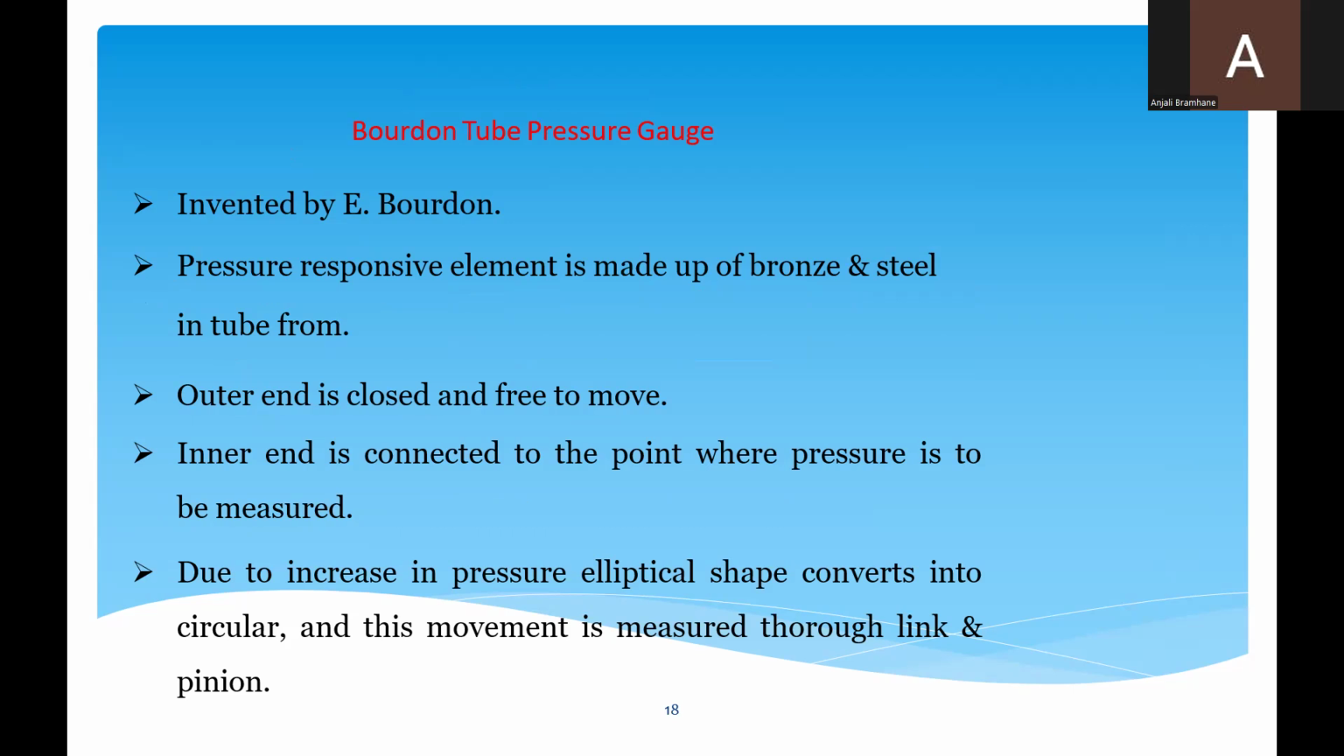The pressure responsive element is made of bronze or steel in tube form. The outer end is closed and free to move. The inner end is connected to the point where pressure is to be measured. Due to an increase in pressure, the elliptical shape converts into circular, and this movement is measured through a link and pinion.